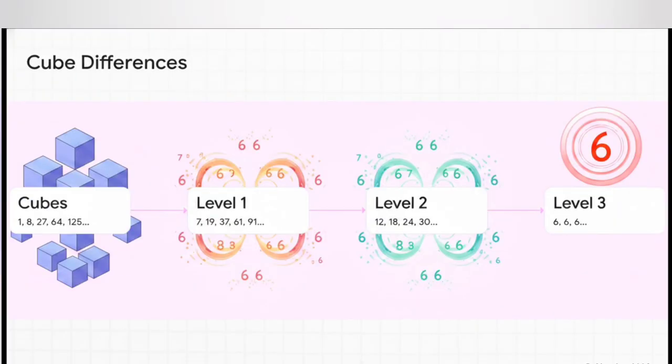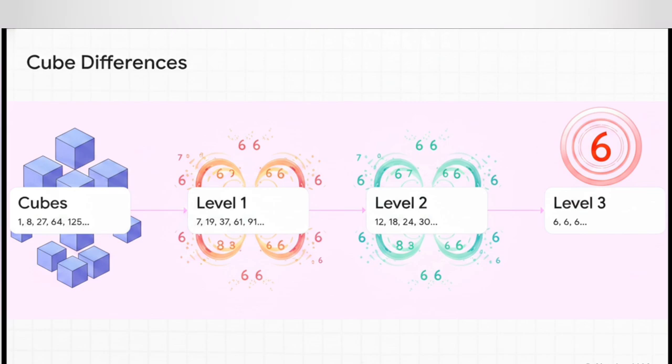Okay, let's apply this to perfect cubes and see how the pattern builds. Write out 1, 8, 27, 64. Subtracting them at level 1 gives us 7, 19, 37. Subtracting those at level 2 gives us 12, 18, 24. We haven't stabilized yet. The tension is definitely building. But compute the successive differences one more time.